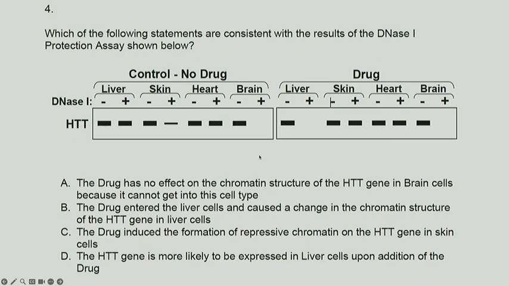Yeah, so for A, there is no effect on the chromatin structure of the Harringtonian gene in the brain when you add the drug. The inference here is that it's because the drug cannot get into the cell type. You don't actually have data on this from this question, right? But that hypothesis is consistent with the data. You've shown from the data that the chromatin structure is not being modified by the addition of the drug. And here it says because it cannot get into the cell type. Again, you don't have data specifically saying that, but the hypothesis is still consistent with the data.